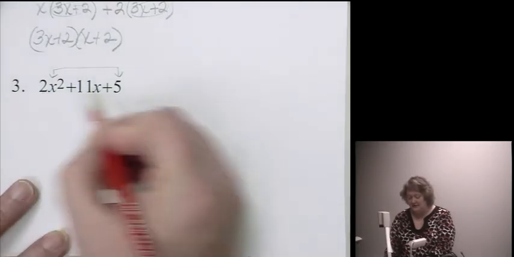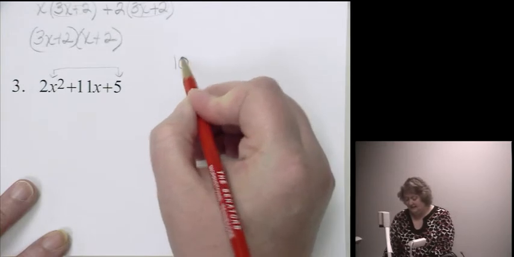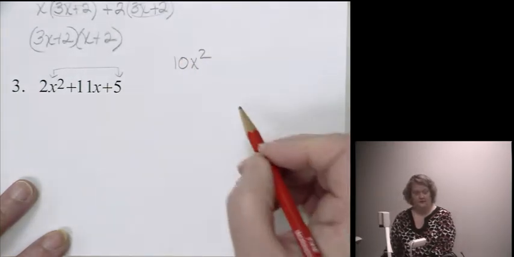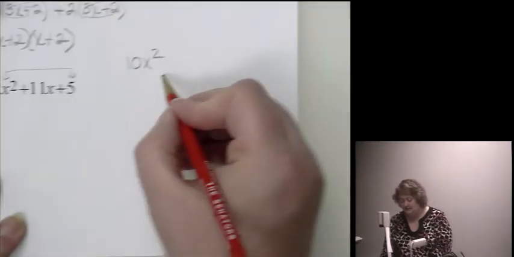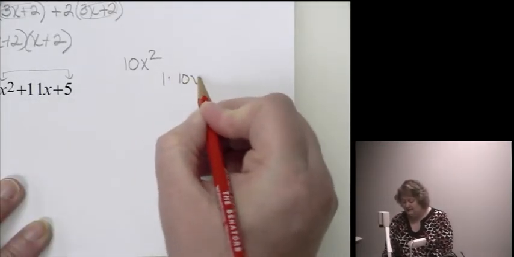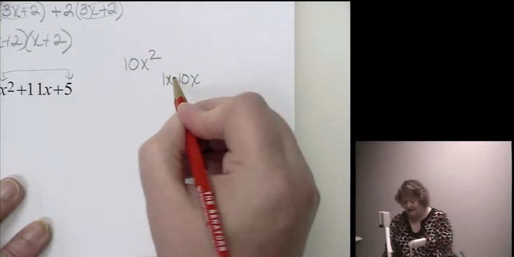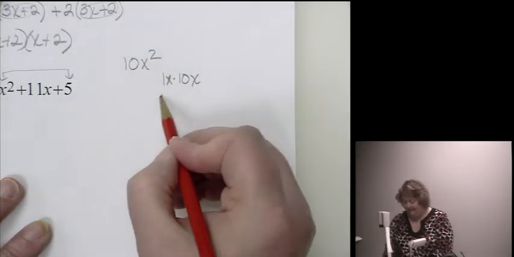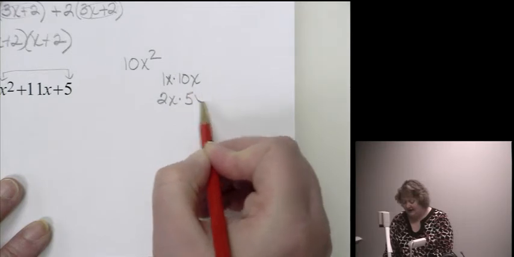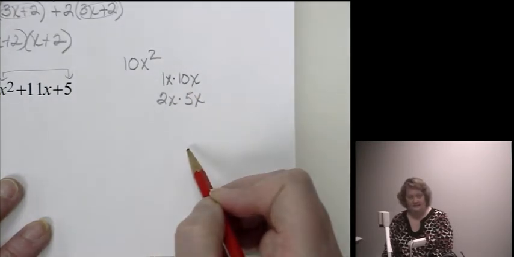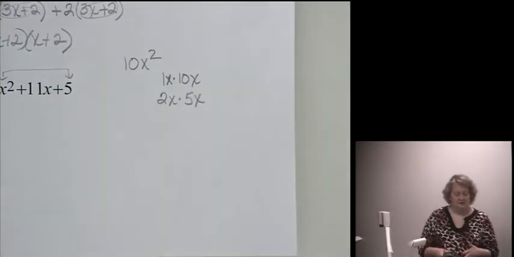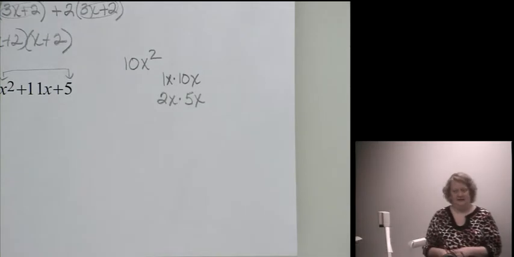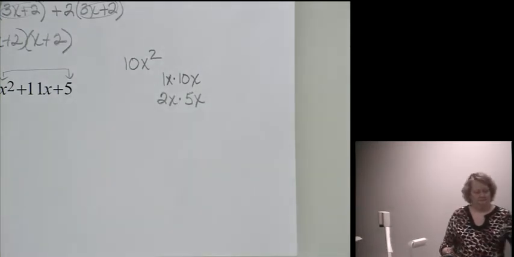Okay? And so 2x squared times 5 is 10x squared. Well, with 10x squared, that means we have some choices of what we could have for our middle term. Our choices could be 1x times 10x, 2x times 5x, and really that's it, because those are the only whole numbers that multiply to give me 10.